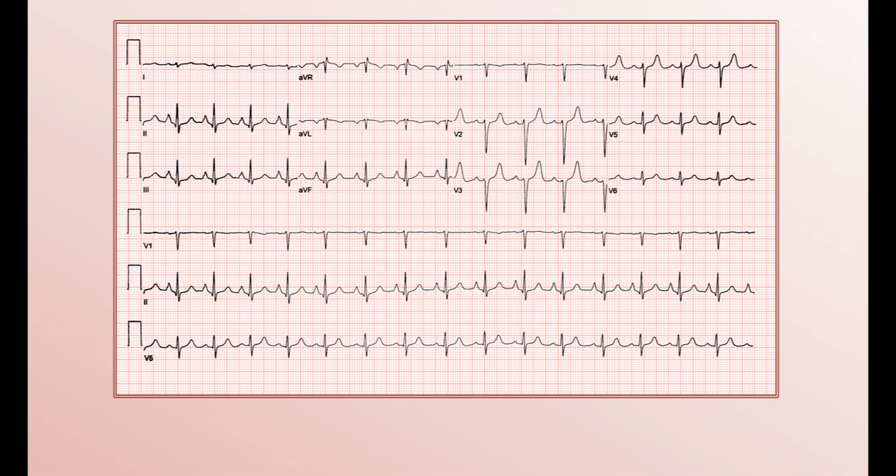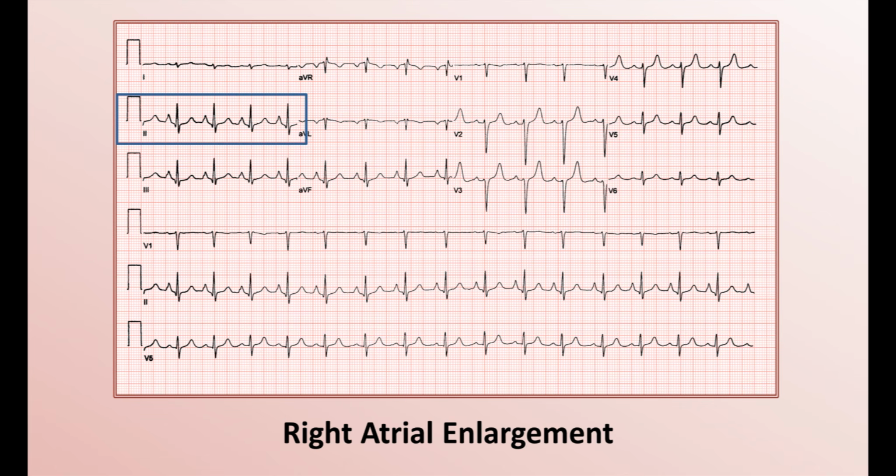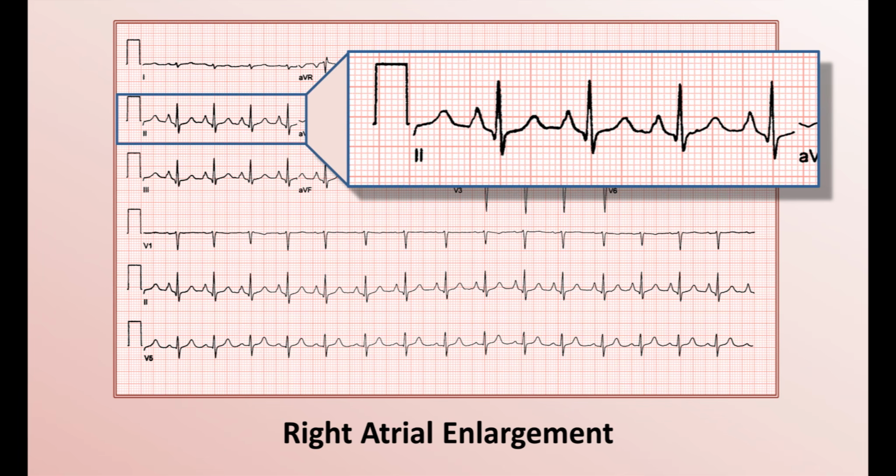This is an example of right atrial enlargement, as might be seen in tricuspid valve disease. The key feature making the diagnosis is in lead 2, which I will enlarge. Remember that an abnormally tall P wave in lead 2 suggests right atrial enlargement. In this case, the P wave height exceeds the 2.5 millimeter cutoff that is typically used and cited.